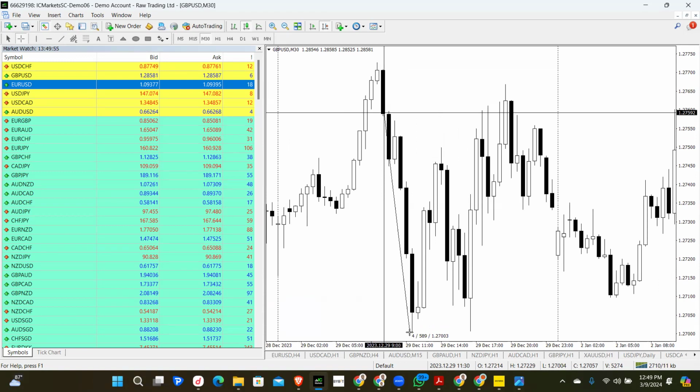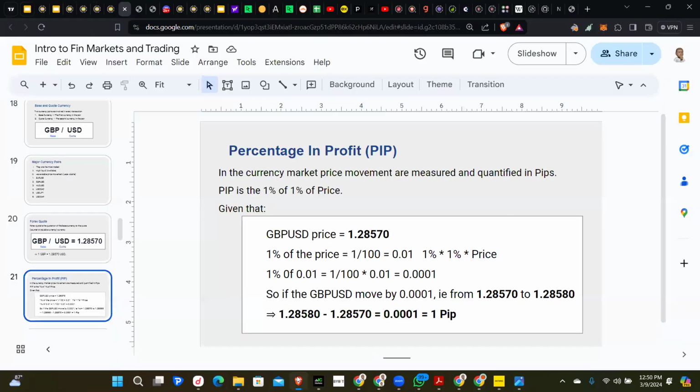For the PIP, it's going to give you in points. You divide by 10 and get your PIP. The same thing happens here. This is 13 pips, that is 135 points, because 10 points is equal to 1 pip. That is clear. Right? So that is it about pips, percentage in profits.